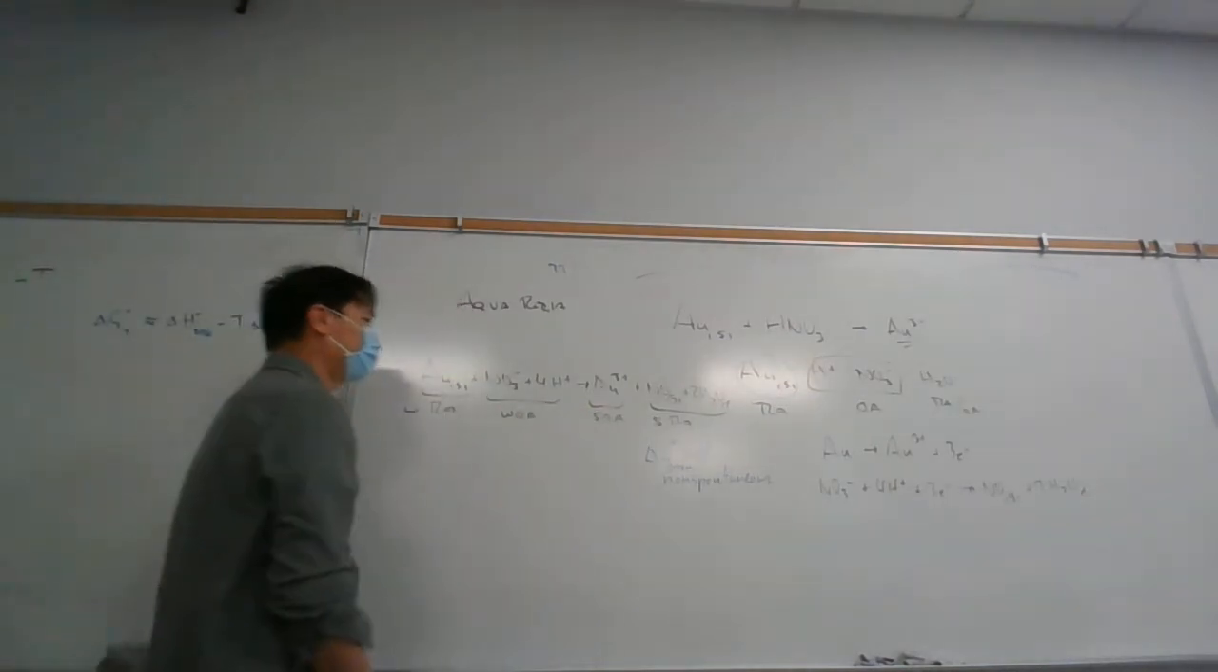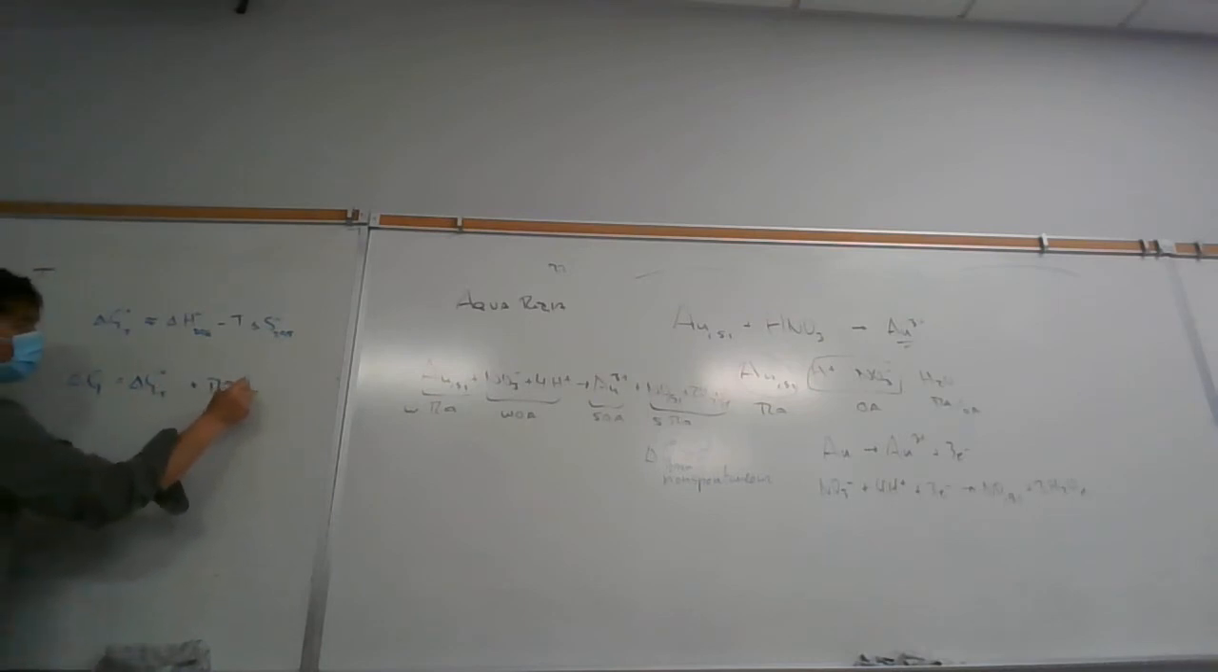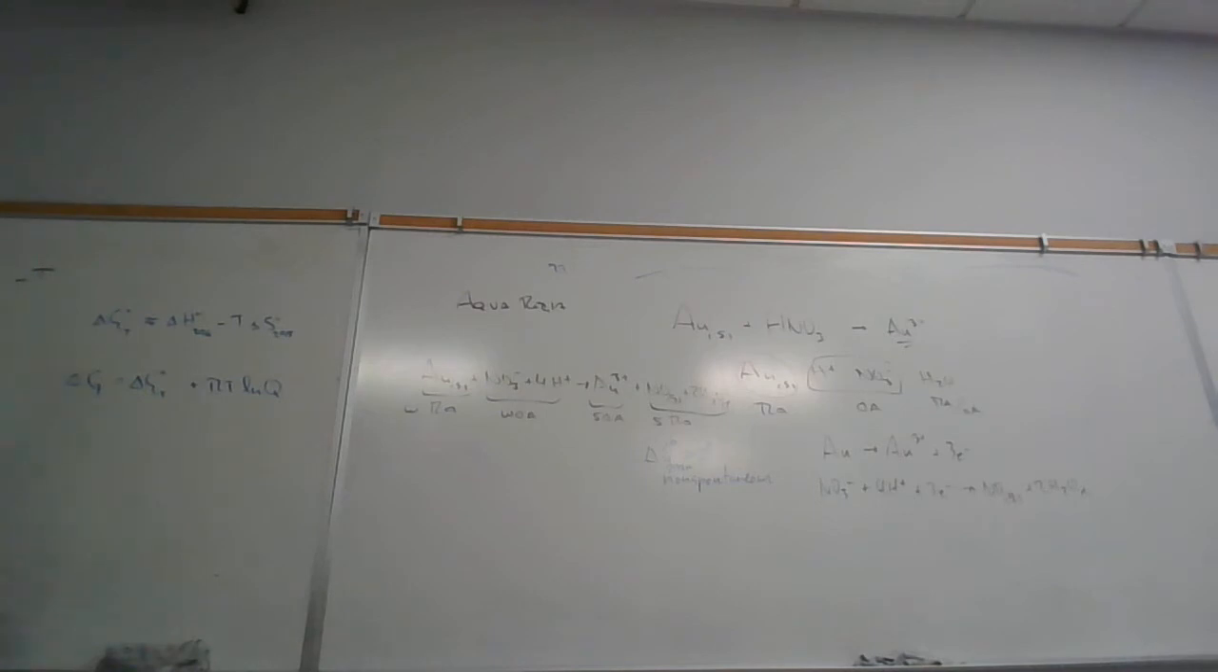But the thing to do here is to try to shift it to the left. So if we do this under non-standard conditions, then delta G under non-standard conditions is equal to delta G under standard conditions, and then the correction is going to be this RT ln Q. So what we want to do is make Q small or make Q big in order to try to push this to the right.